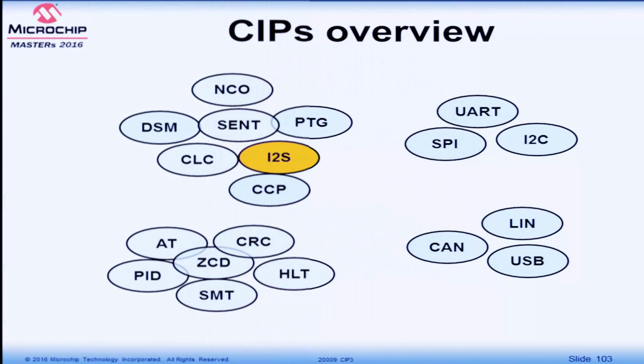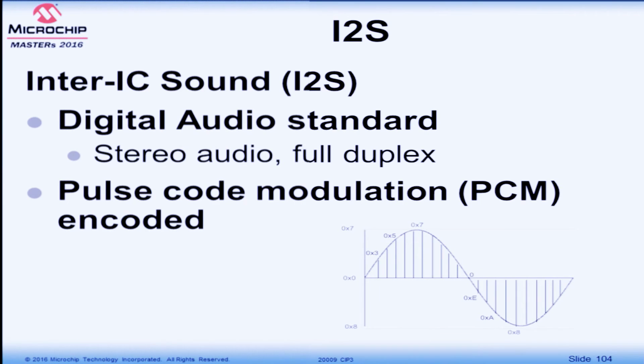Last one I'm going to talk about today is I2S, which sounds kind of like I2C, but it's not. It's inter-IC sound, which was developed by Philips in the 80s, and it's a full duplex stereo audio standard, and it uses PCM encoding, which is basically taking a snapshot of the amplitude of your audio signal in time.